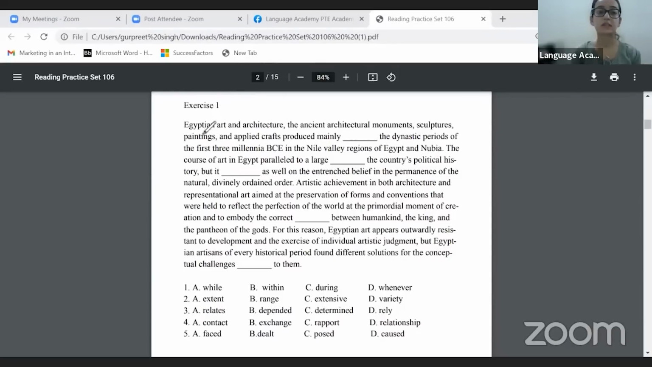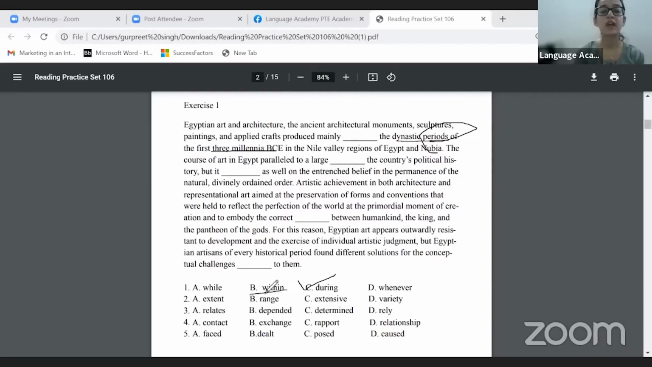Okay, let's discuss this. This says Egyptian art and architecture, the ancient architecture, monuments, sculptures, paintings, and applied crafts. All these things mainly produced dash the dynastic periods of the first 3 millennia BCE. So we are talking about that something was produced dash the periods of first 3 millennia means we are talking about time. So what is the right preposition that we use with time? Is everybody right in selecting during, because we always use during with time.